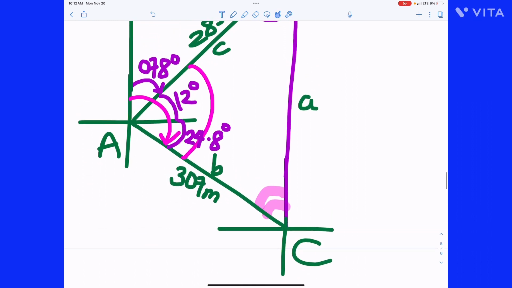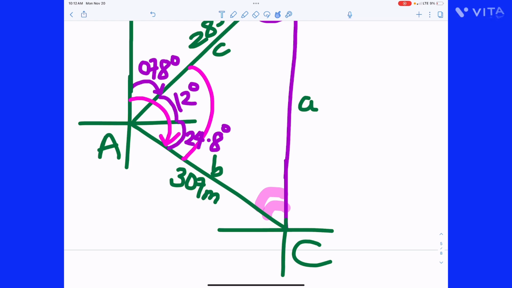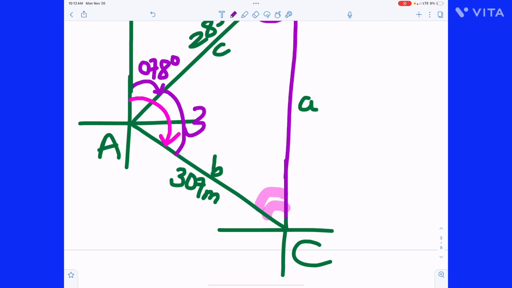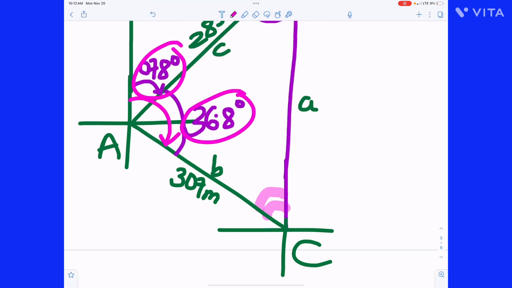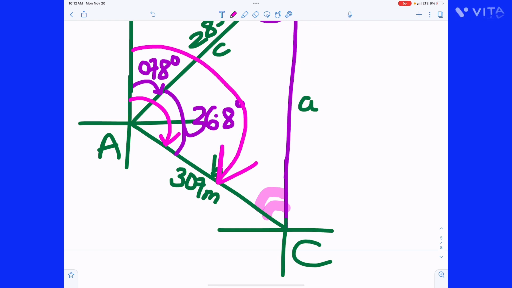You understand? Actually, I don't think we even need that. We don't need to find it separately. We just need to find angle A. Angle A is 36.8. So to get our bearing, I just need to add this angle to 78. I'll add this 36.8 to 78. That will give me my whole bearing of C from A. Can you see that? That's the bearing of C from A.